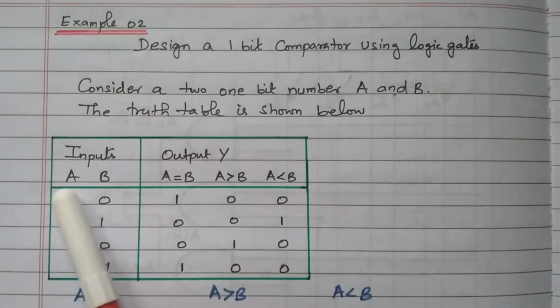Due to the two numbers A and B, we have 4 combinations available: 0 0, 0 1, 1 0, 1 1. That is, A is 0, B is also 0. A is 0, B is 1. A is 1, B is 0. Both are 1, 1, right? Only 1 bit is there.